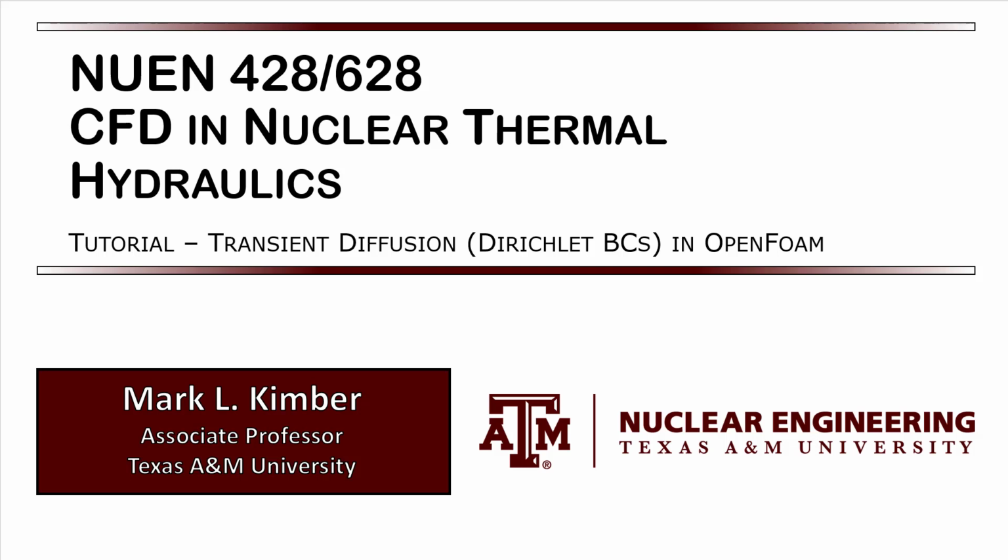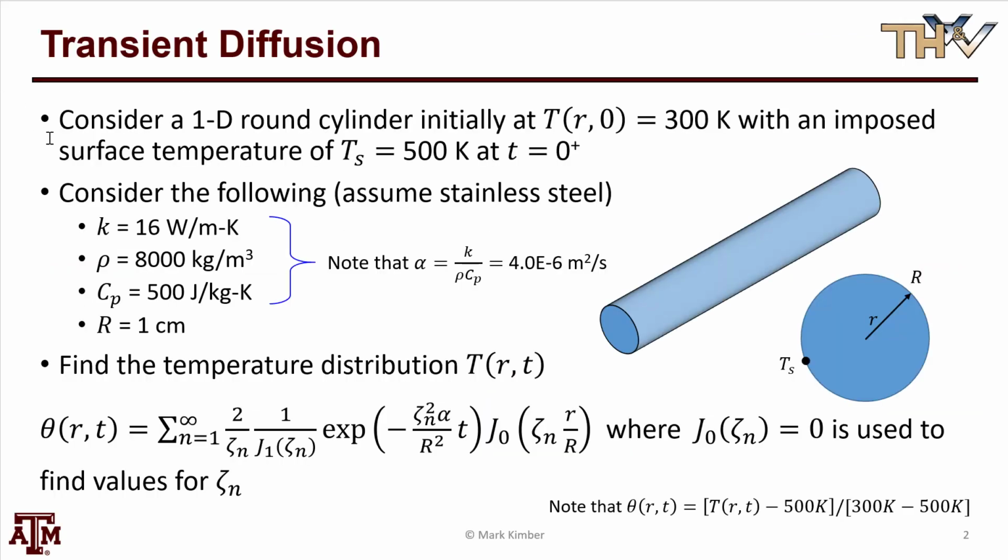Welcome to another tutorial. Today we'll be talking about transient diffusion. We will handle Dirichlet boundary conditions, but we will also look at cylindrical coordinates. And so the problem that we will be encountering today is a one-dimensional system. Instead of looking in the x direction for our discretization, we'll be looking in the radial direction.